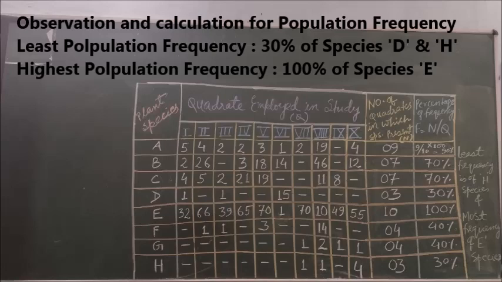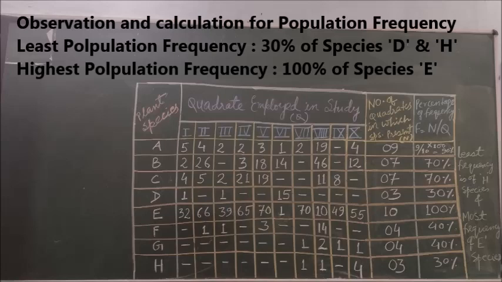This is the observation table of population frequency. Here also we have studied the 10 quadrats, and the frequency of each species is expressed in percentage. It is equal to the number of sampling units, that is quadrats, in which the species occurs, divided by the total number of sampling units, that is 10 quadrats, and it should be multiplied by 100.